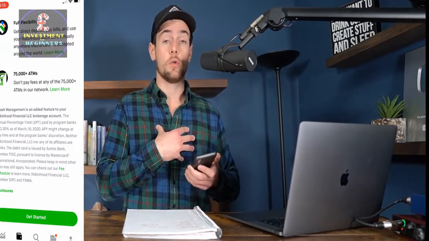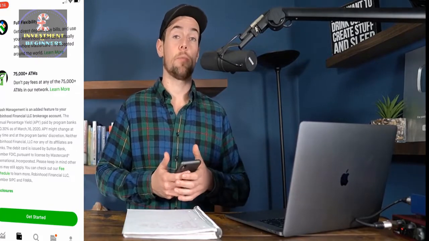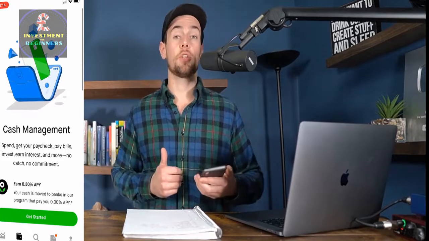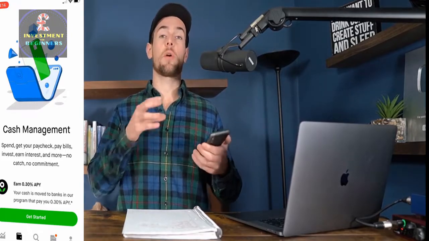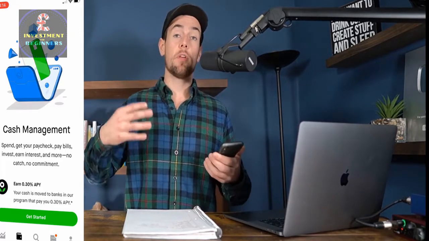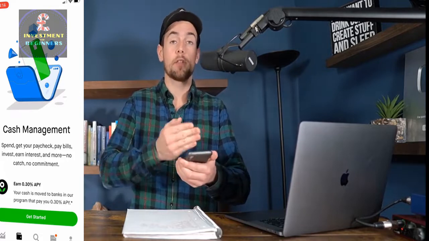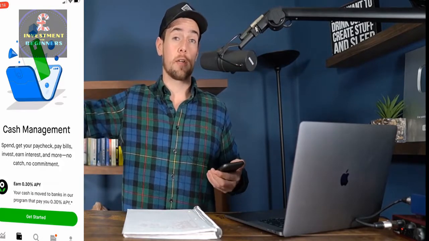I don't personally use cash management myself. I use a different account for my online savings, so that's not something that I use, but I wanted you guys to be aware of it in case it's something you're interested in. And the other advantage here too is that if you have your money with Robinhood Cash Management, it's very easy to move money from cash management over to your Robinhood investment account to actually buy and sell assets.